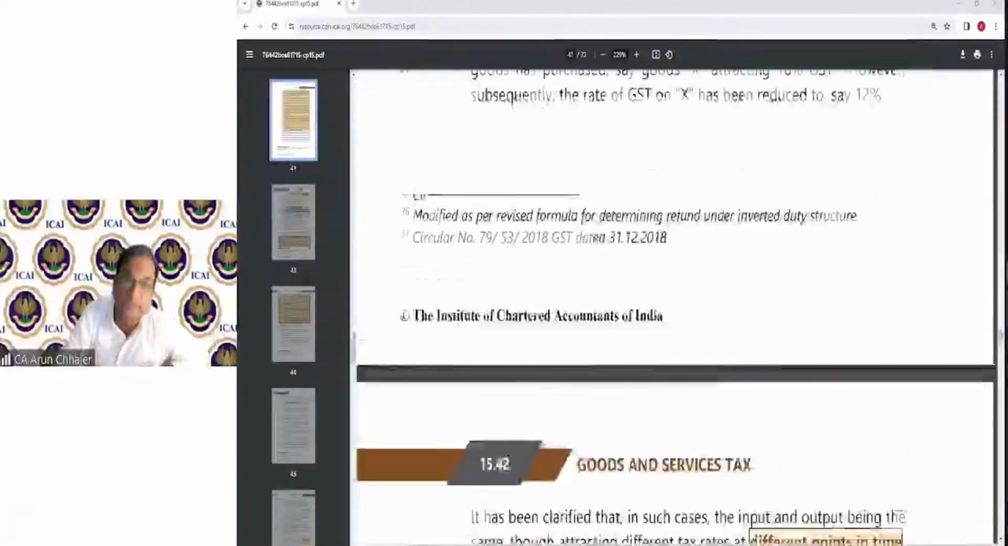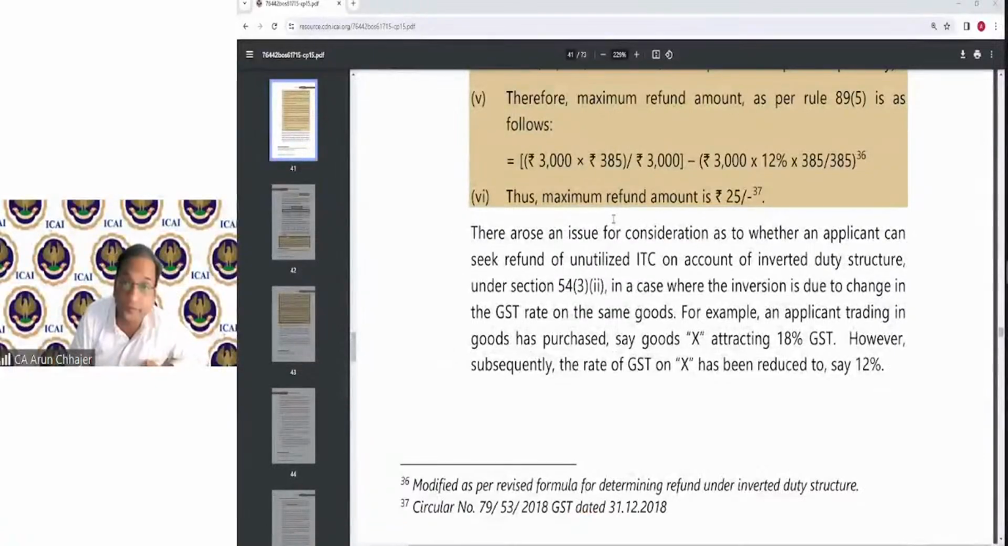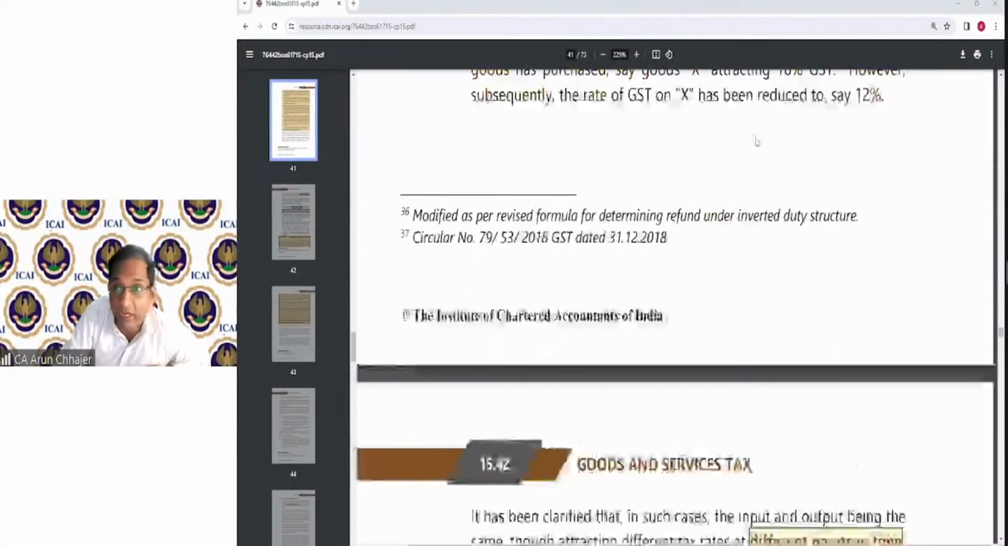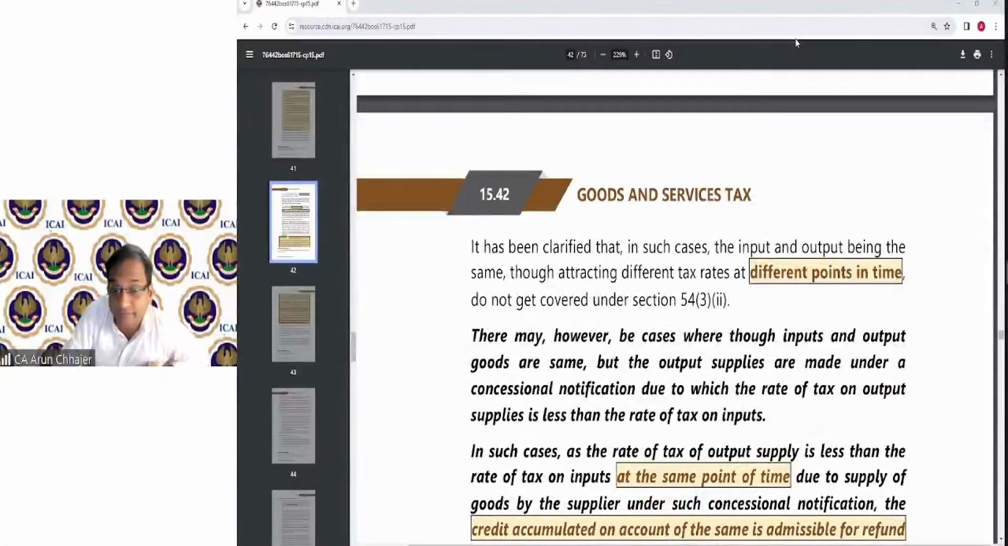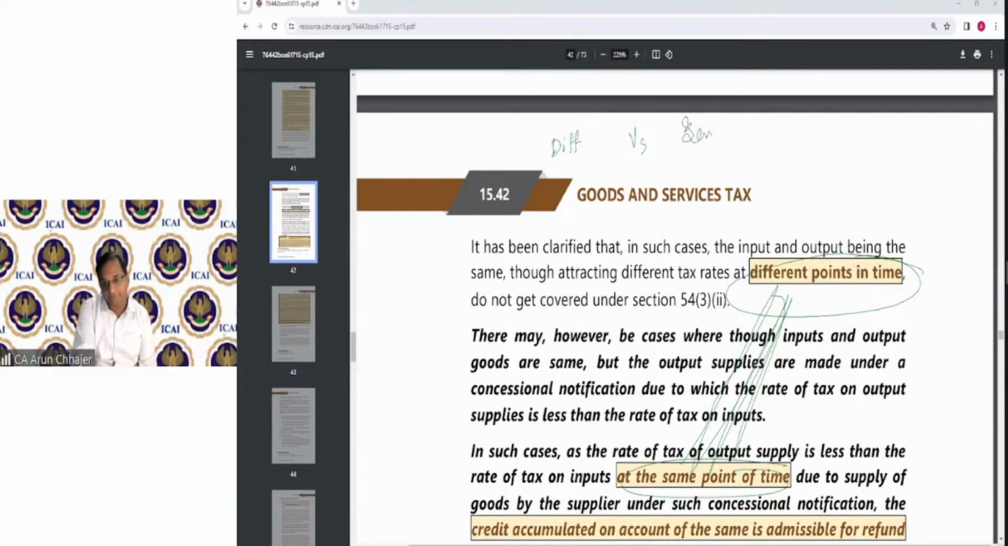See, now there was one issue. You try to understand these two terms: same point of time versus different point of time. In case of the inverted duty, there is one big issue, or one big doubt, which has been clarified. Different point of time versus same point of time. What was the issue?